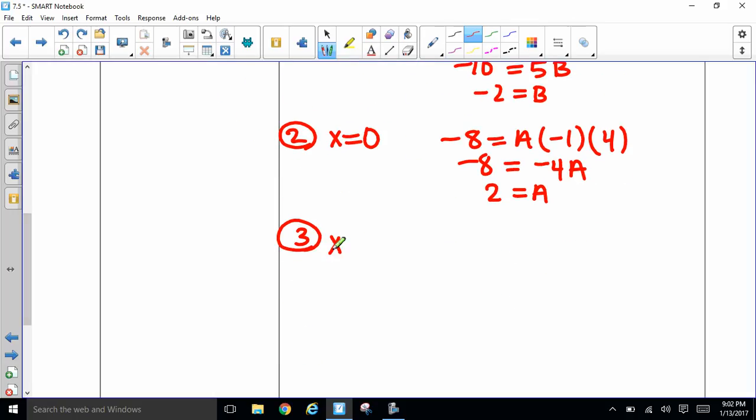So if I want to pick x equals negative 1 and plug into the left side, I end up with negative 2, plus 4, negative 8.